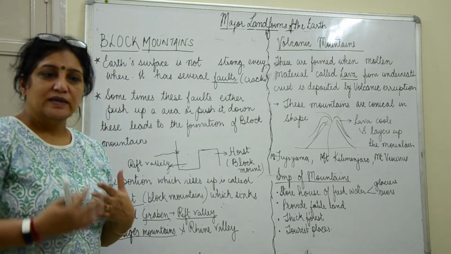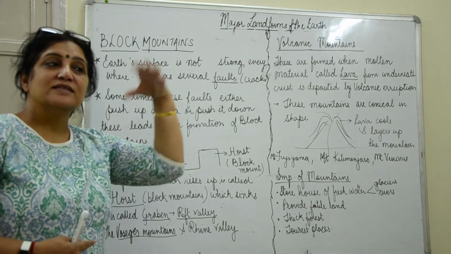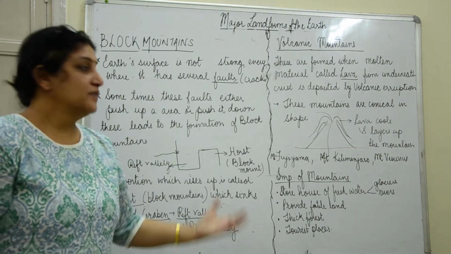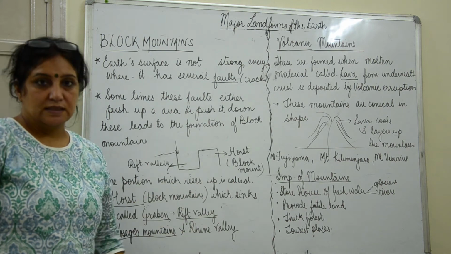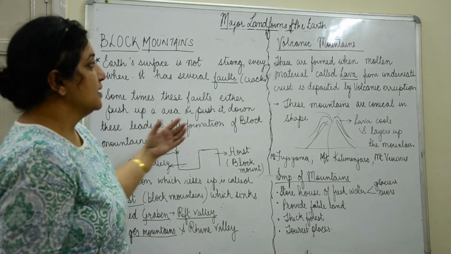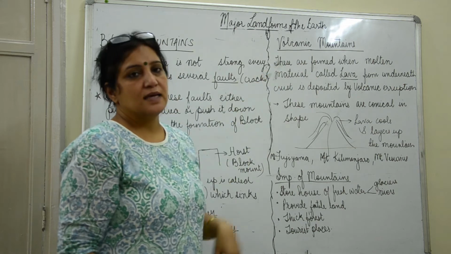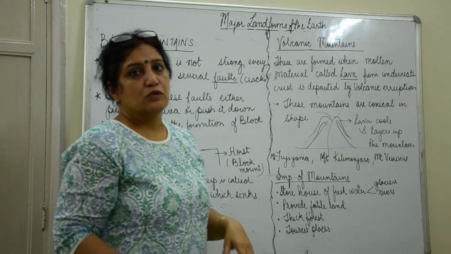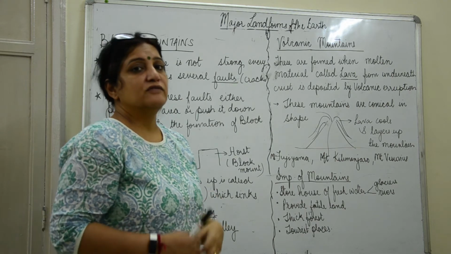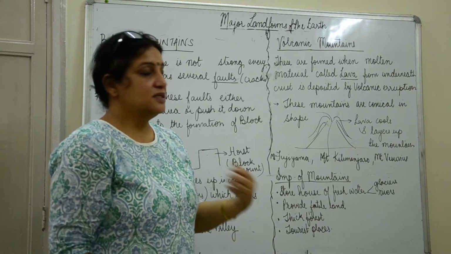Okay, so if someone has gone to Jabalpur, you would have seen the Bheda Ghat. That is basically the example of these block mountains. Okay. The next one is volcanic mountains. As the name only tells, it is something related to the volcano. So because of the volcano eruption, these mountains are formed.